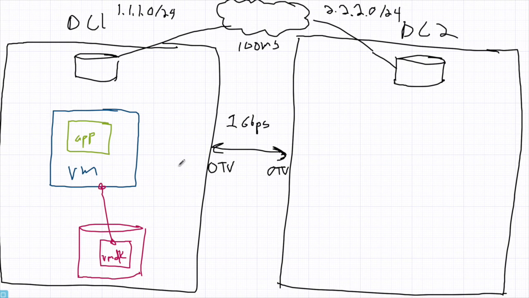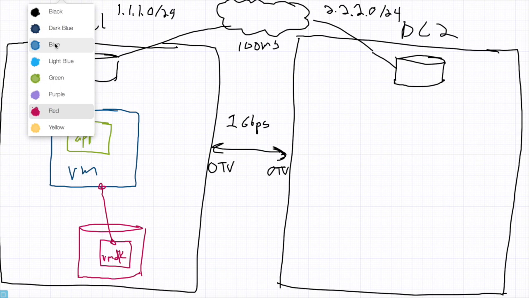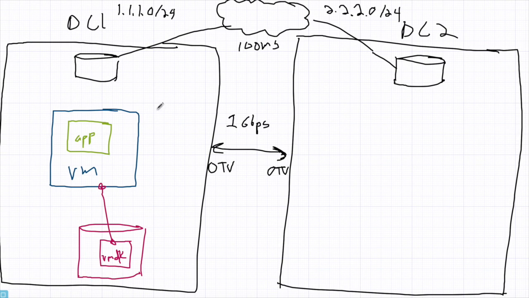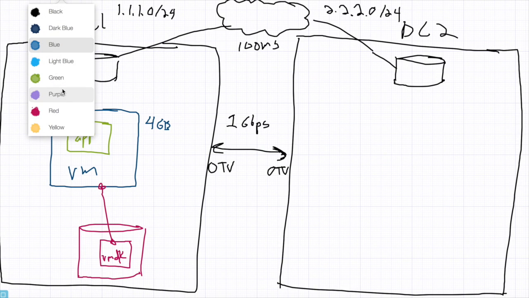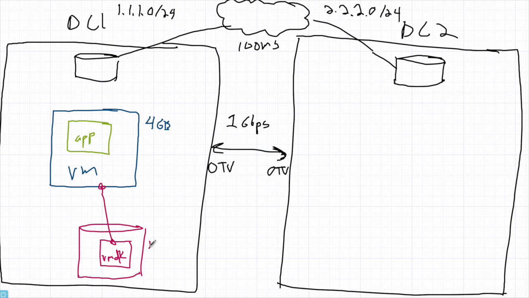So again, very familiar. Let's say we want to do a couple more things about this virtual machine. Let's say it's a 4 gigabyte virtual machine, and let's say that VMDK file is, to make the math easy, 100 gigabytes.